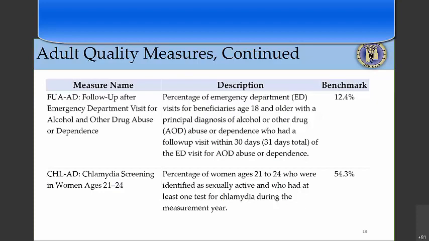Chlamydia screening in women is described as the percentage of women ages 21 to 24 who were identified as sexually active and who had at least 1 test for chlamydia during the measurement year. The benchmark is 54.3%.